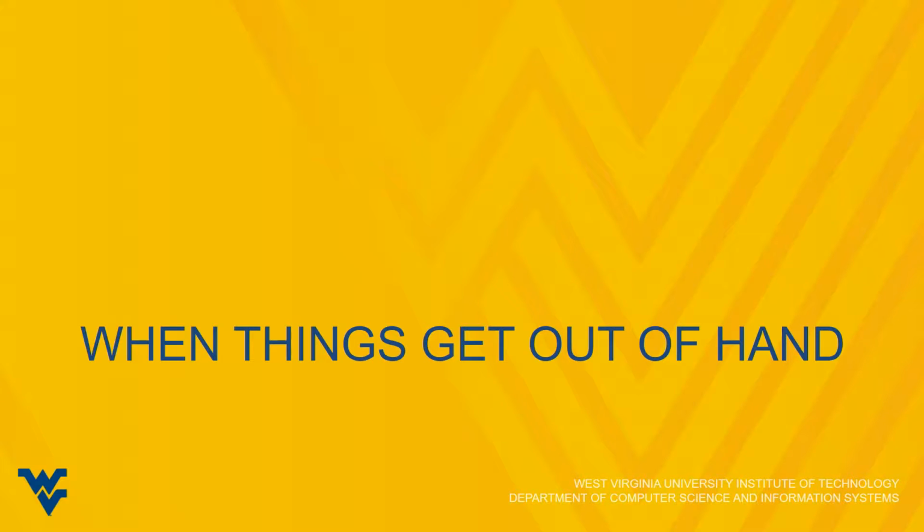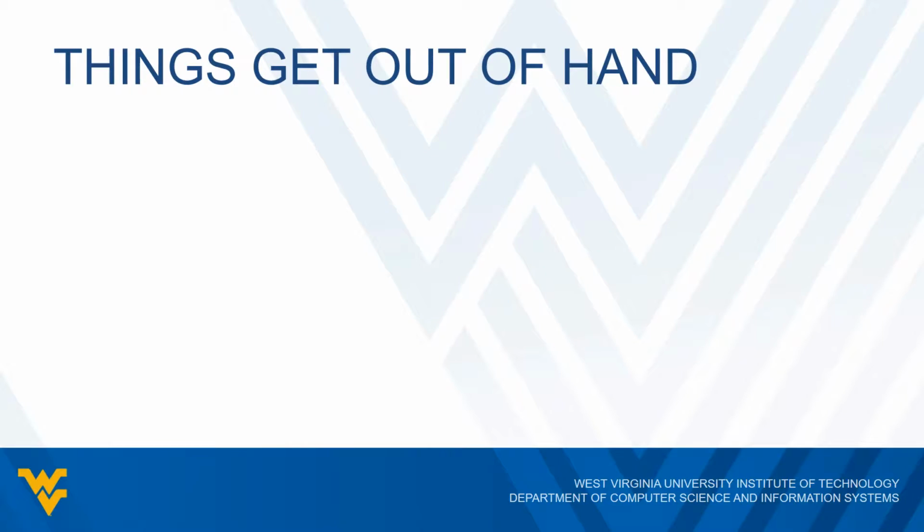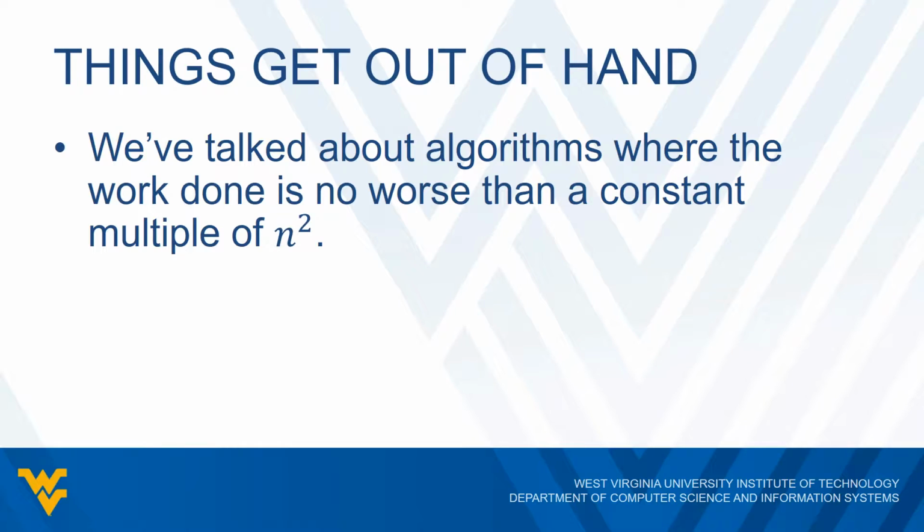We'll now talk about some problems in algorithms where things get, how do I put this, a little out of control. So far, we've talked about algorithms that are theta of log n, theta of n, and theta of n squared time. And remember that the order of magnitude determines how quickly the values grow as n increases.